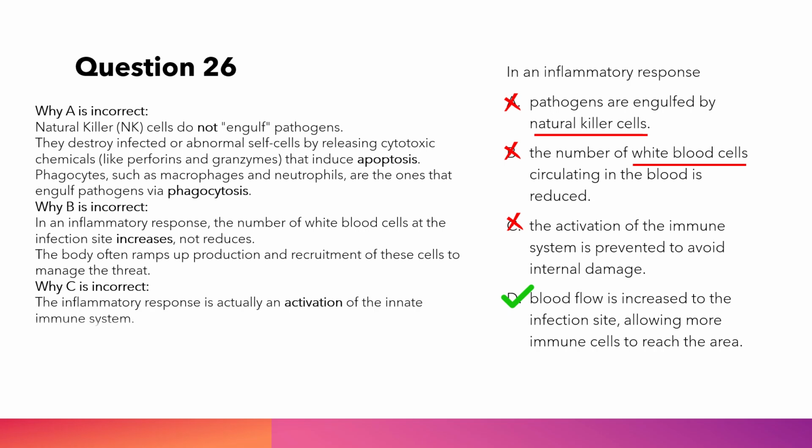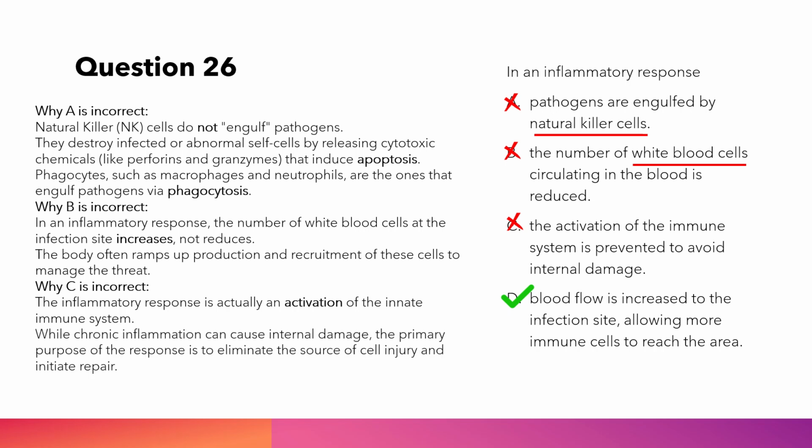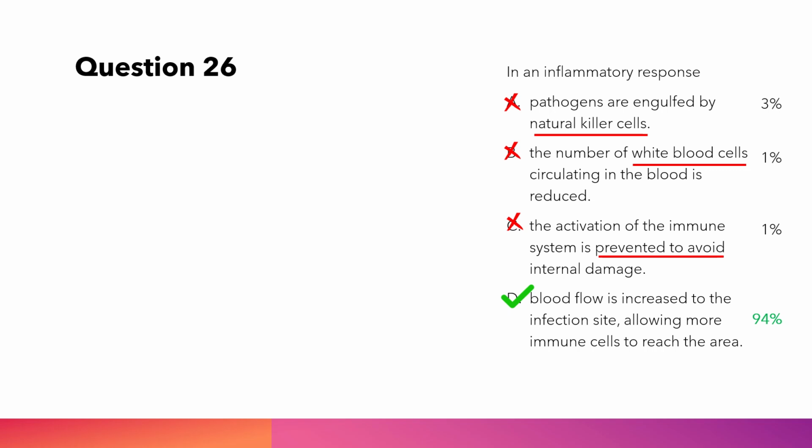Why C is incorrect. The inflammatory response is actually an activation of the innate immune system. While chronic inflammation can cause internal damage, the primary purpose of the response is to eliminate the source of cell injury and initiate repair. Triple strike logic for students.